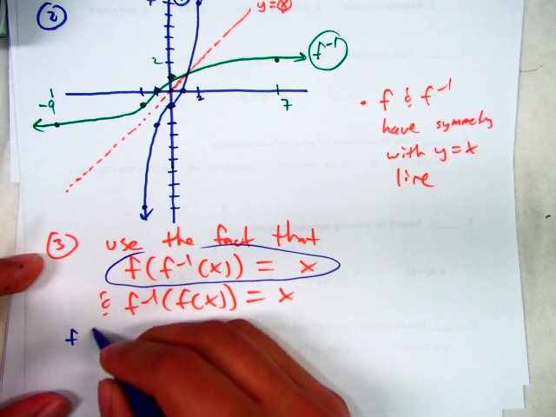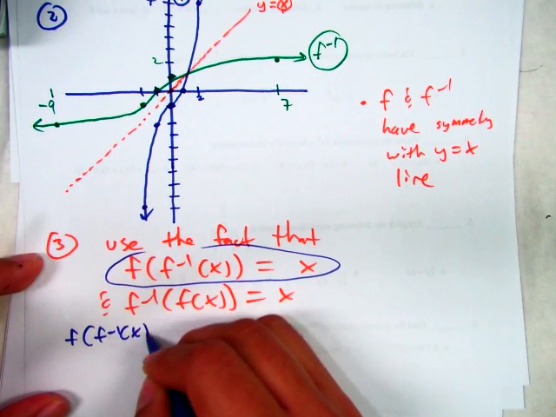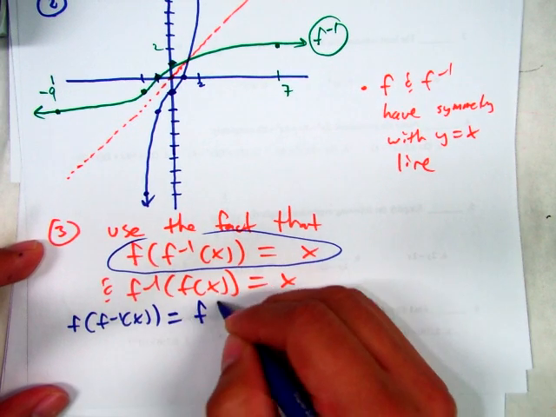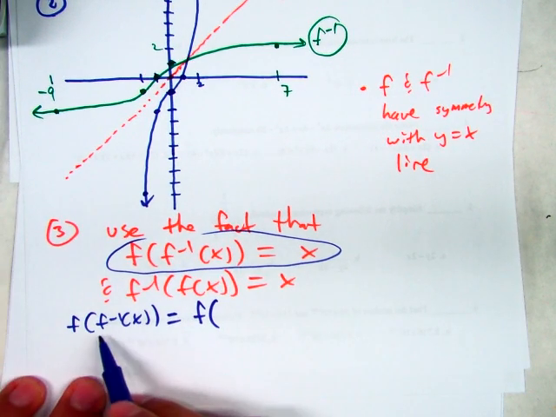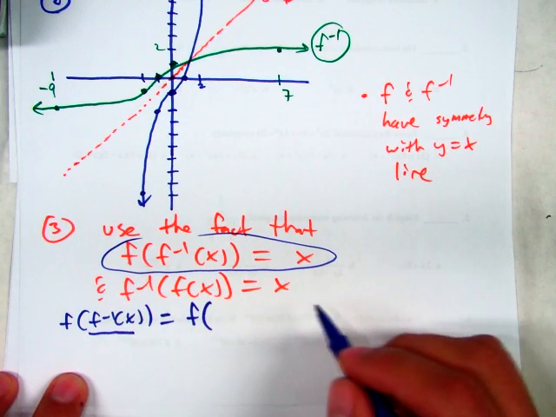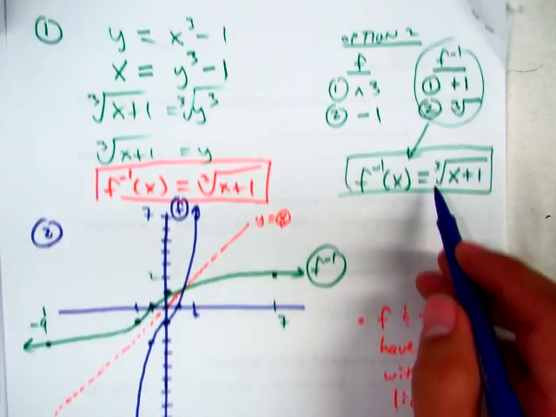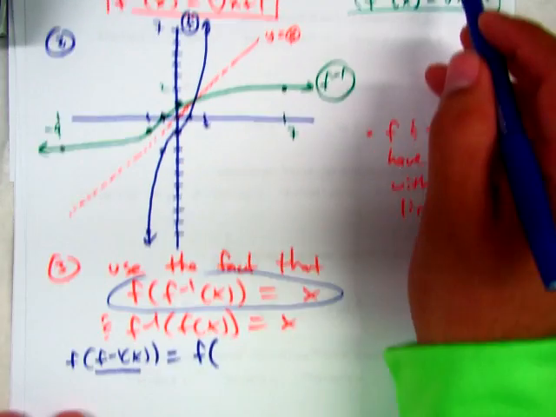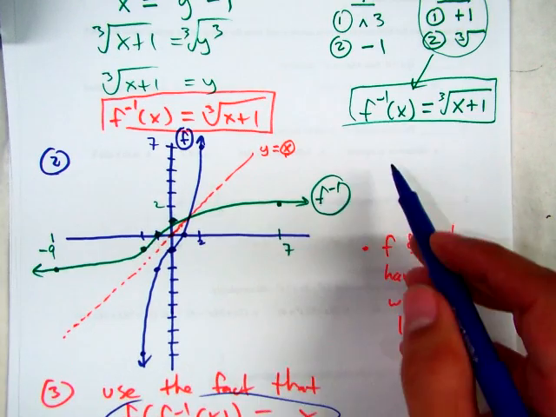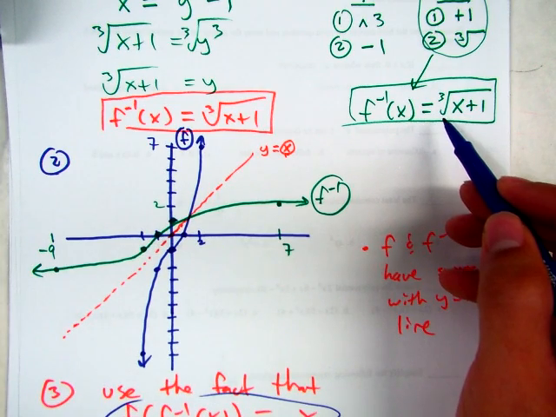f of f inverse of x means f of, and now I'm just going to write my rule. What's the rule for the inverse? What did we find out? What's that first thing? I just rewrote this. And now I'm plugging in the inverse. What was the inverse rule that we figured out? It was cube root of x plus 1. So that's going to go here.